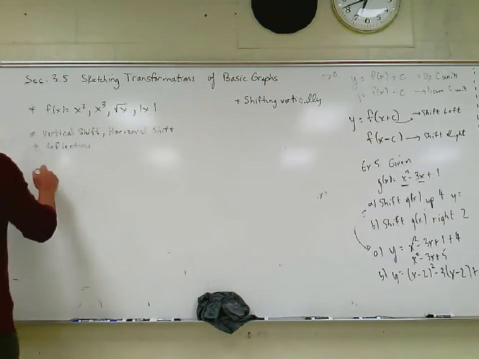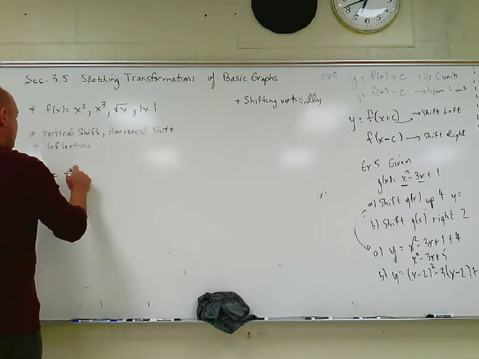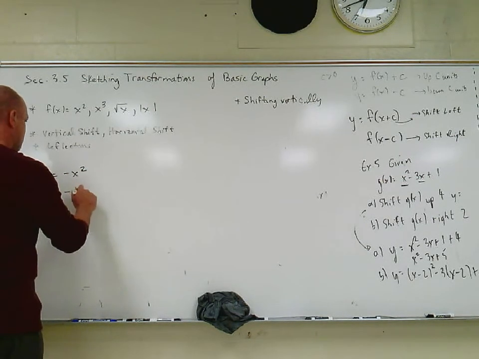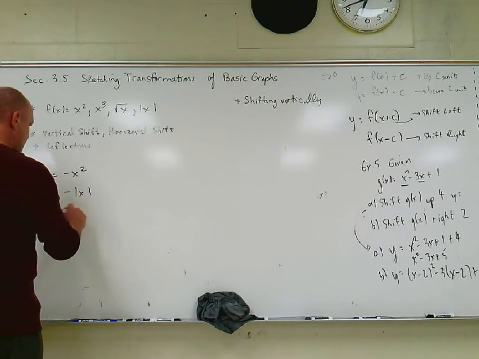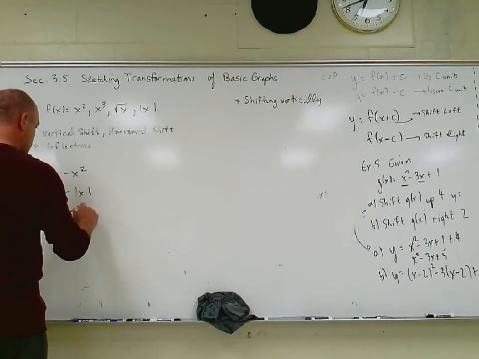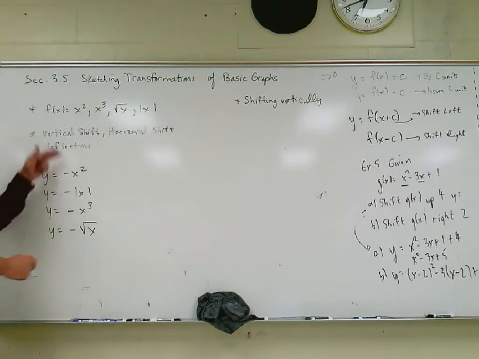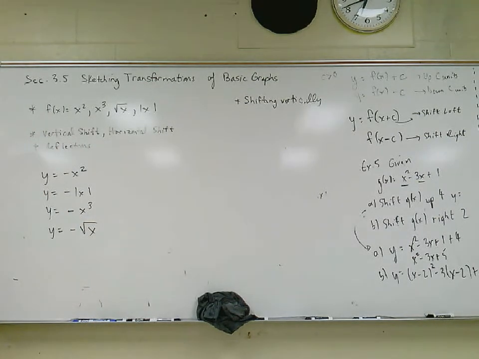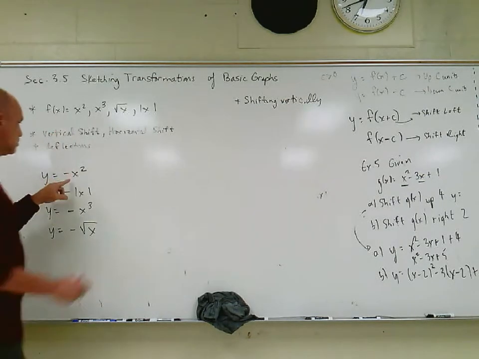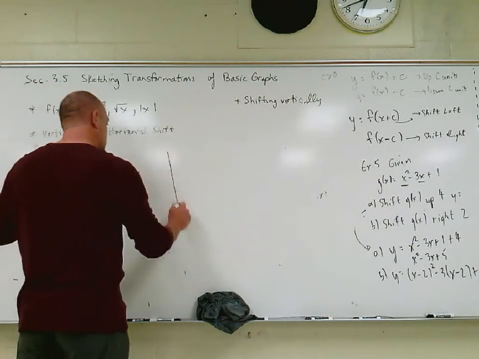So on all of our graphs, if I did negative x squared or negative absolute value of x or negative x cubed or negative square root of x, if I put a negative in front, what does it do? If you're not sure, check on the calculator. It flips it about the x-axis, not necessarily down, because you're going to see on this one, part of it's already down and it goes up. So negative x squared looks like this.